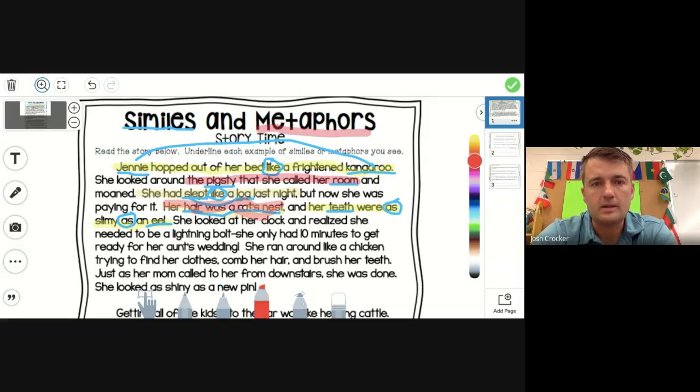She needed to be a lightning bolt. Right? So we're comparing her, she, to a lightning bolt. Did we say like or as? We just said that she needed to be. So that is a metaphor because there wasn't a like or as, but there was a comparison.